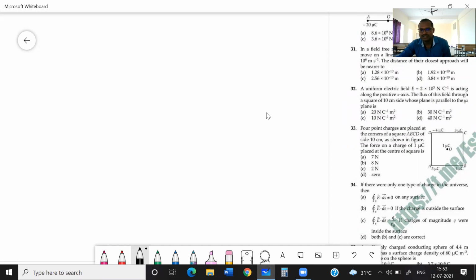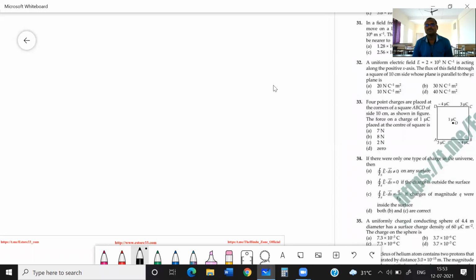Question number 33, students. 4-point charges are placed at the corners of a square ABCD of side 10 centimeter as shown in figure. The force acting on a charge of 1 microcoulomb placed at the center of a square. See, students, how to find. I'll give you a simple technique. This is a square they have given.